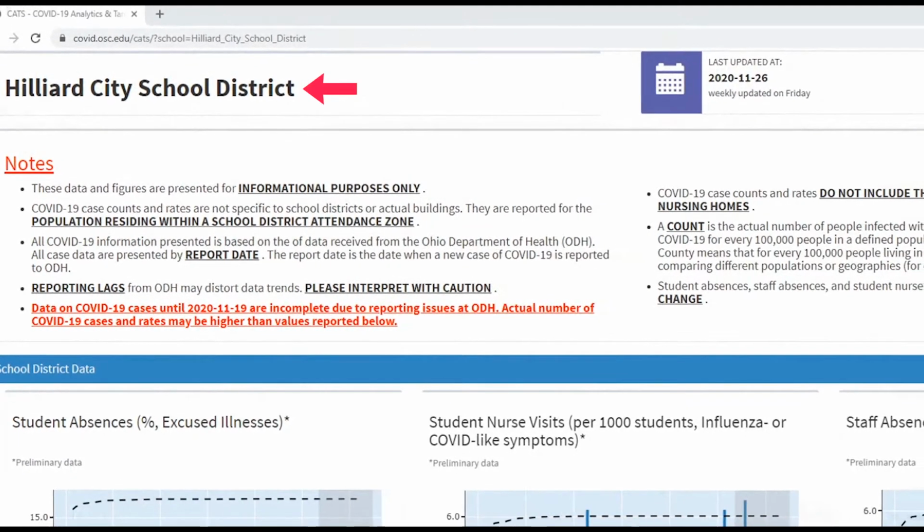At the top is your district name, date when data was last updated, and important notes. We will cover these notes in greater detail during this tutorial. Please read them carefully following this tutorial.